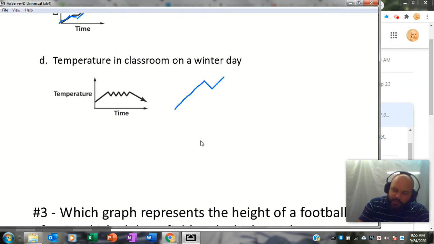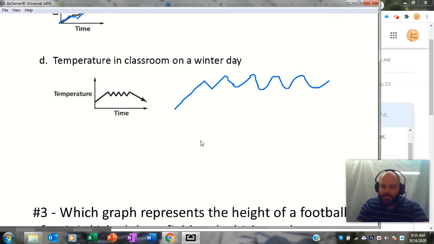And then as soon as the furnace stops, the temperature starts going down because your house loses heat. And then it reaches a low point, and then the furnace kicks back on, and the temperature goes back up. And then this just continues. It goes over and over and over again. So your temperature in your house is going to look like this over time. And so that's exactly what happened.